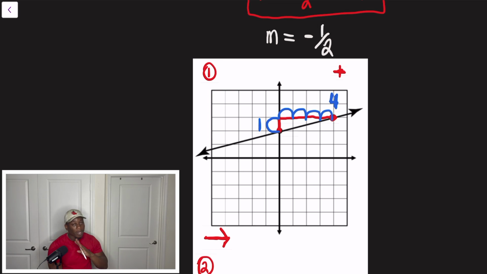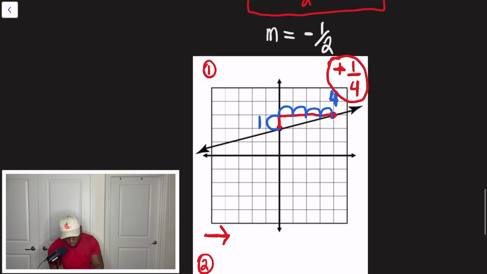So the direction we go up and down to find the slope on the line doesn't determine whether it's positive or negative. It's whether the line is slanted upwards or downwards, which lets us know that it's a positive or negative slope. So the slope for this line right here would be a positive 1/4.